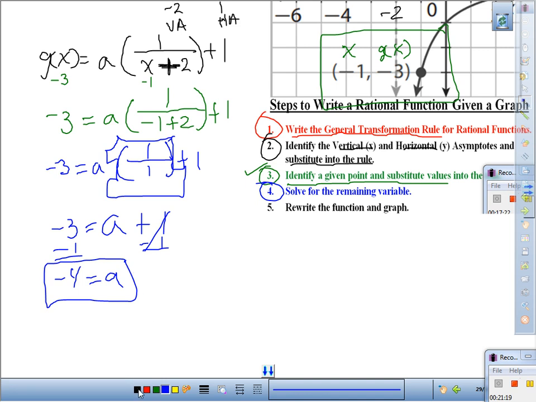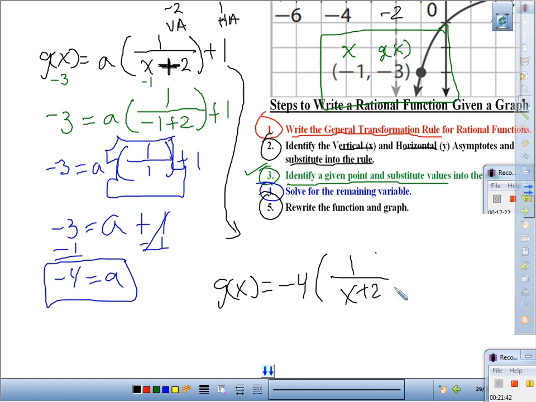Now, did we have a function? Did I say that we were pretty much done? Yeah, it's over here. I'm going to take this one. And what does it say at the end? Rewrite the function and graph. We already have the graph. So I'm going to write g of x equals, instead of a, what do we write? Negative 4, parentheses, 1 over x plus 2, plus 1.